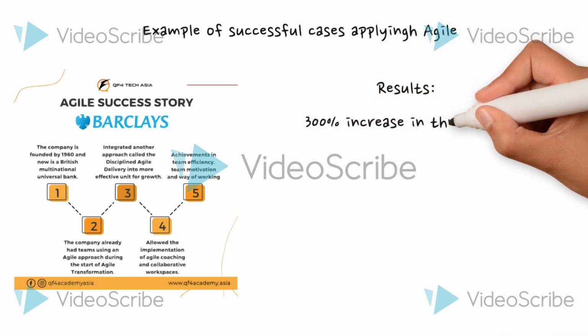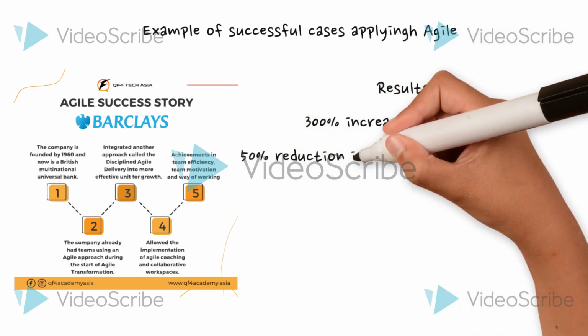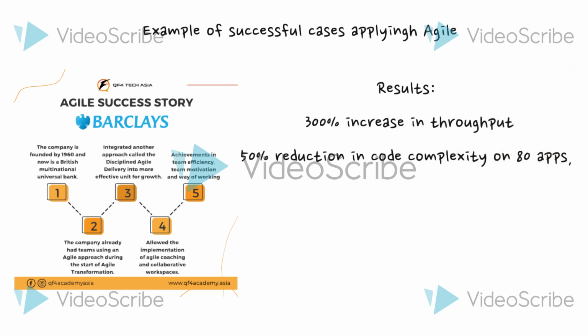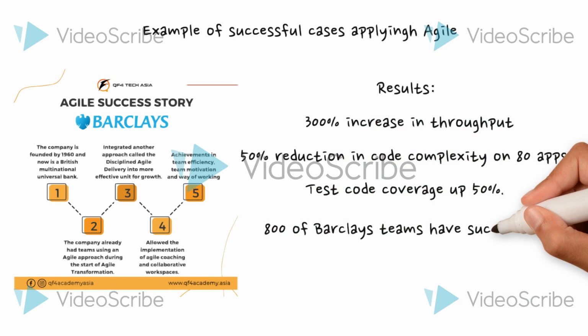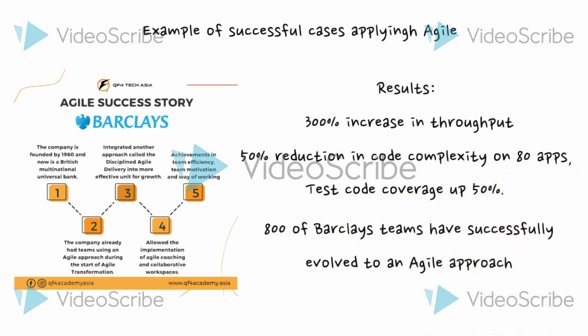The result is a 300% increase in throughput, a 50% reduction in code complexity on 80 apps, and test code coverage up 50%. 800 of Barclays' teams have successfully evolved to an Agile approach, reporting greater levels of happiness, more speed when launching new products, and greater adaptability than before, allowing them to respond better to internal feedback or external changes. Such agility has allowed Barclays to improve their new customer rates in a post-COVID environment and create guides for small businesses that are based on their positive experience.